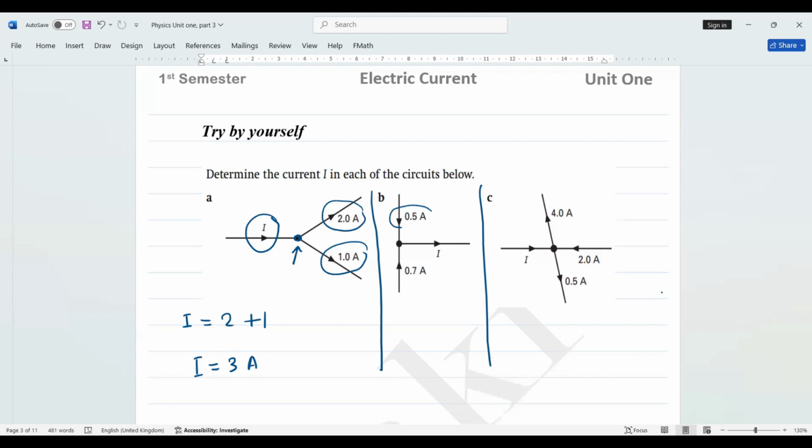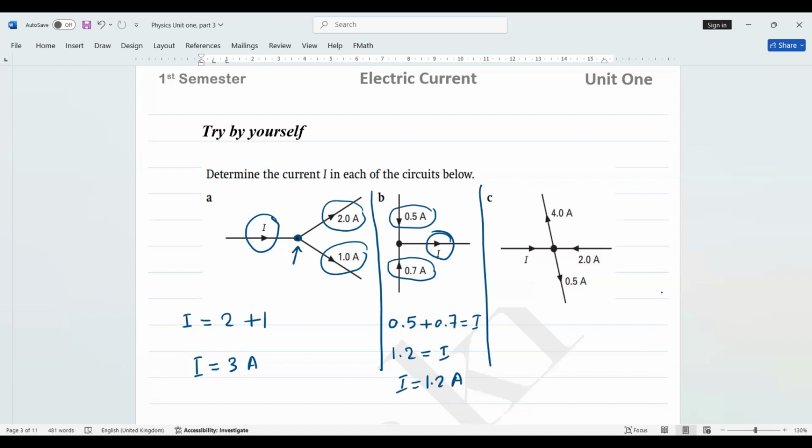The current in is 0.5 ampere. The current in is 0.7 ampere. So the sum of currents in is 0.5 plus 0.7. The current out is only I. 0.5 plus 0.7 is 1.2, so I equals 1.2 ampere.